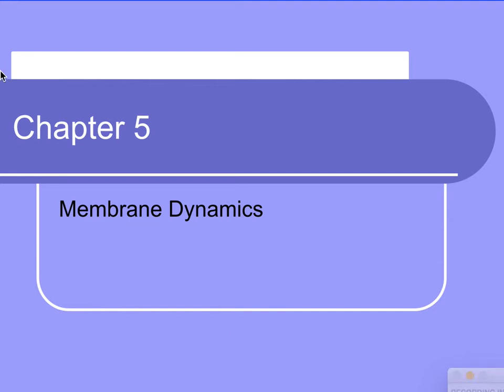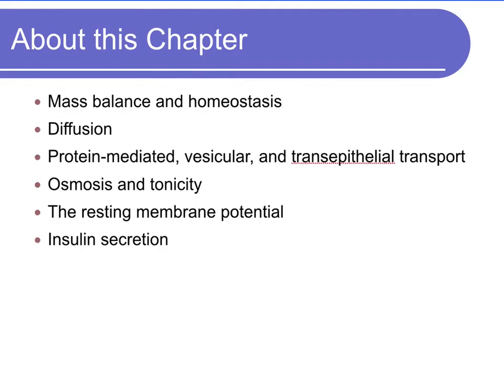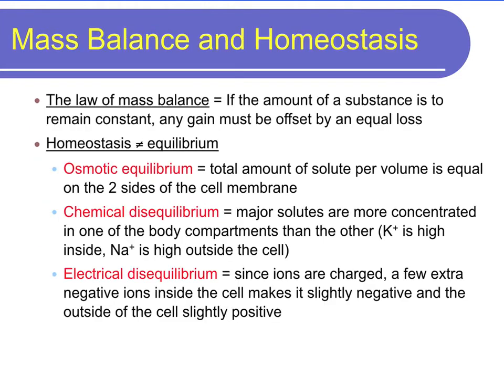Chapter 5, Membrane Dynamics. In this chapter, we'll talk about mass balance and homeostasis. We'll look at diffusion and then other modes of transport like protein-mediated, vesicular, transepithelial. We'll also discuss osmosis and tonicity, and then we'll end with the resting membrane potential and use insulin secretion as an example of how all of these things work in our body.